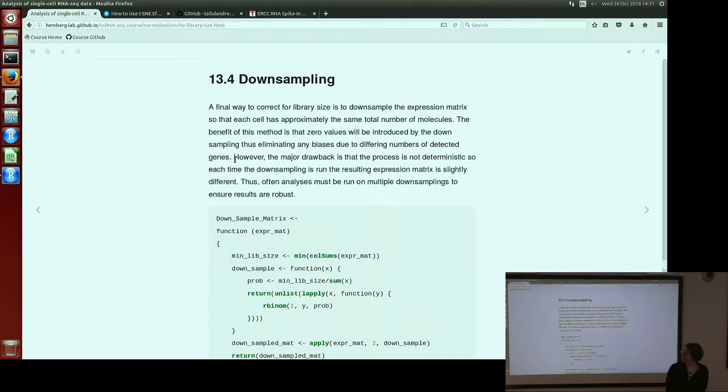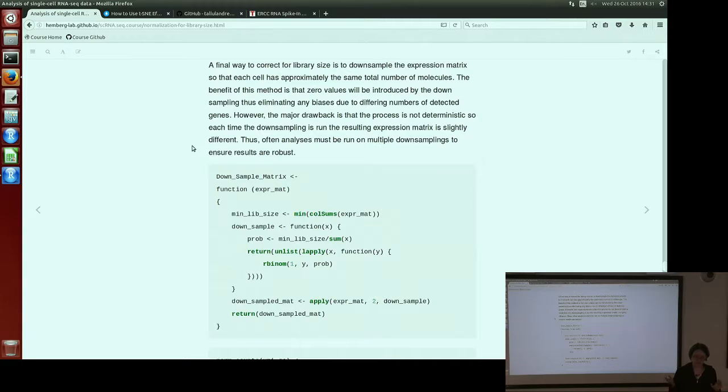So up until here, I've just been looking at size factor-based methods. There's one other method to correct for library size, and that's downsampling. You have your read counts for each cell, so you can just downsample those read counts until they're all the same total at the end.